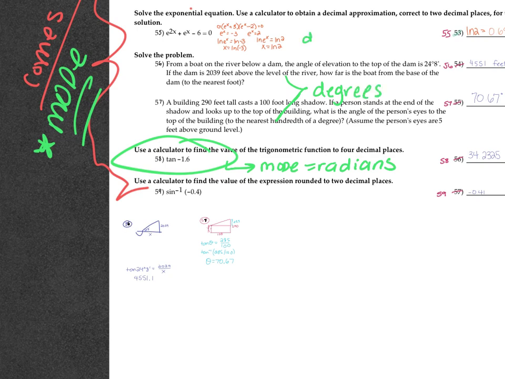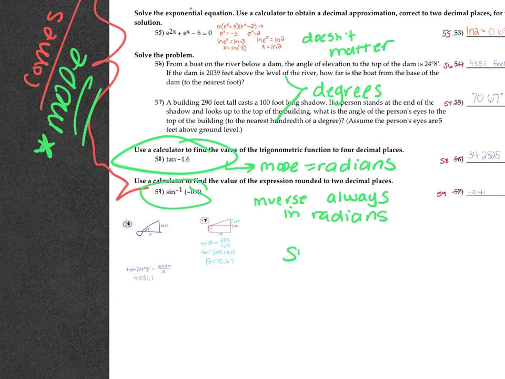This one doesn't matter because you're not hitting a trig function. It only matters if you're hitting sine, cosine, or tangent. And then this one, remember, your inverse is always in radians. So whether it said sine -1 or it said arc sine, those would be the same thing. And those you're always going to do in radians.